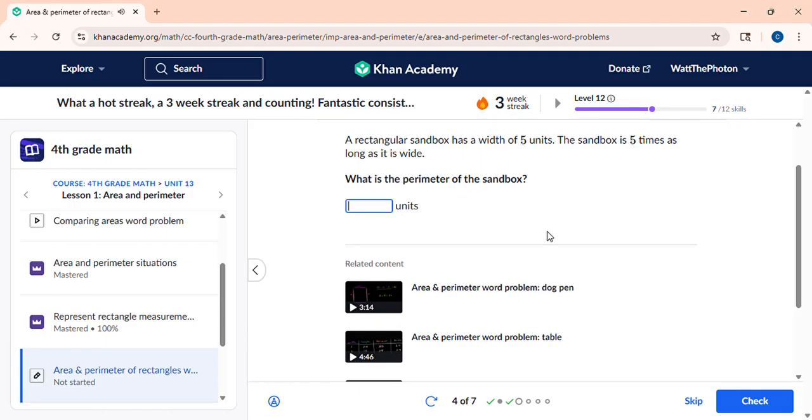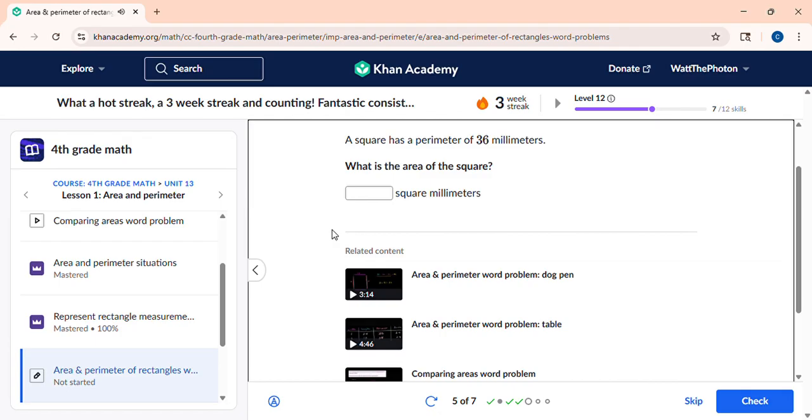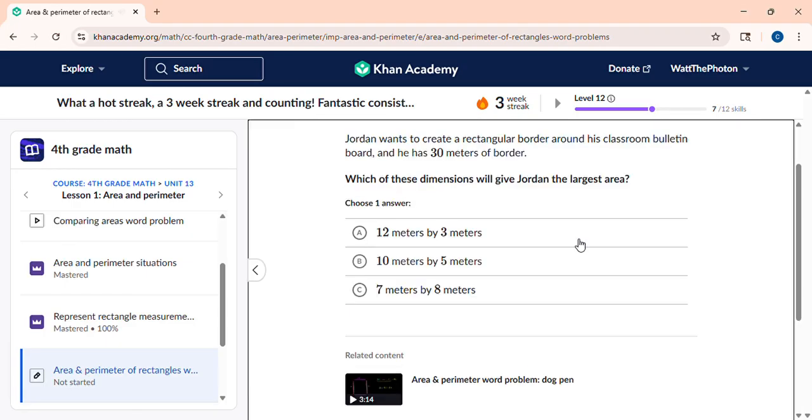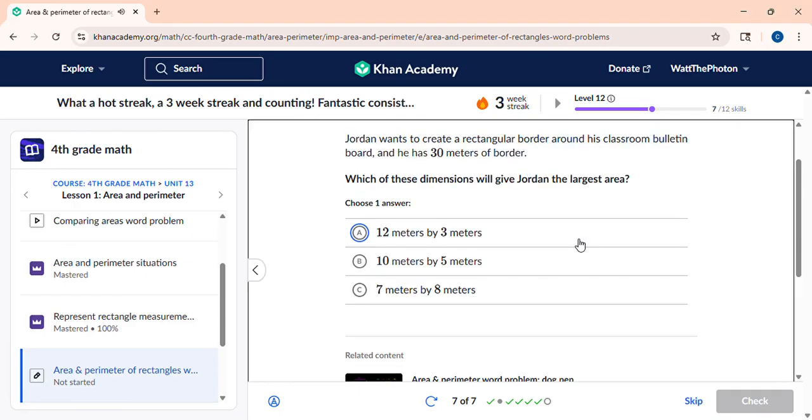5 units. 25, 25, 50, 60. 36 was the area. So 36 divided by 4, that's 9. So 81. Area is 28. Length is 7. What's the width? That's 4. Thank you.